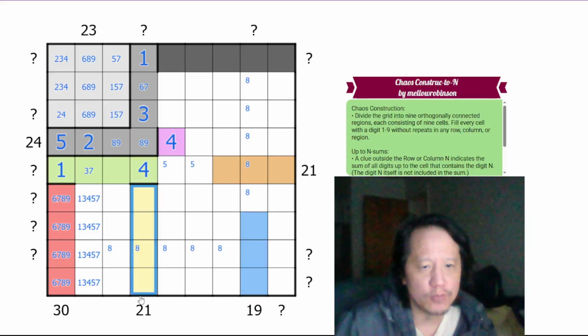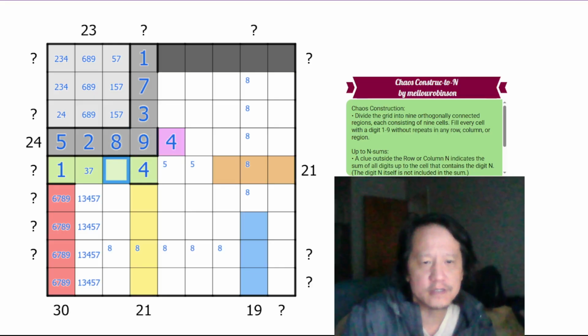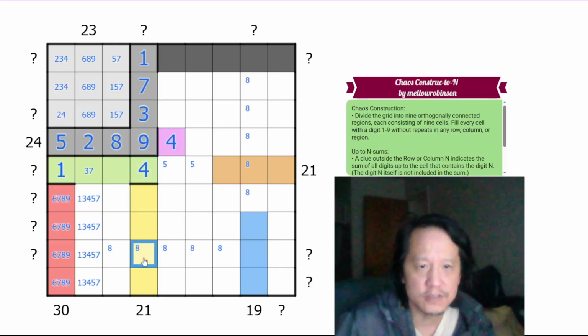So this is 21. That's 4. That's 25. So this must be 20. Well, to be 20, it's 1 and 3 here. You have to have 7 and 9 here. So that's 7. This is 9. This is 8. That leaves these digits. So this could be 8. This has to be 8 here.